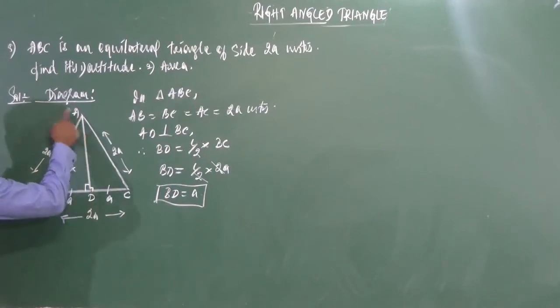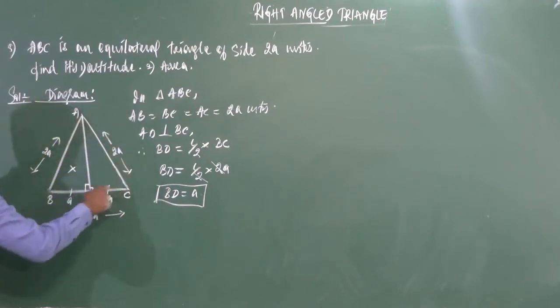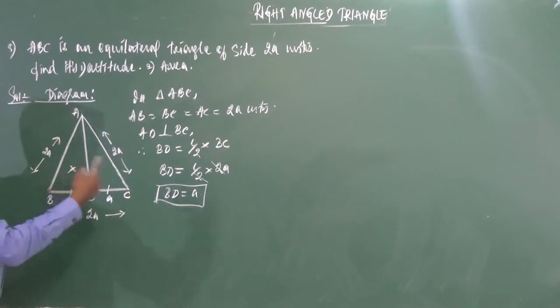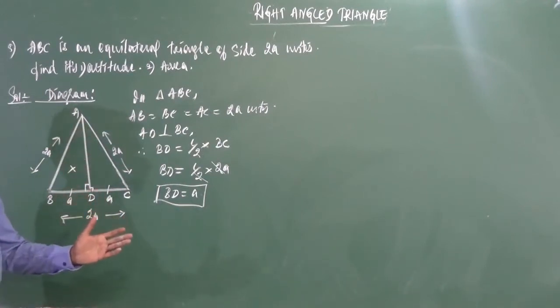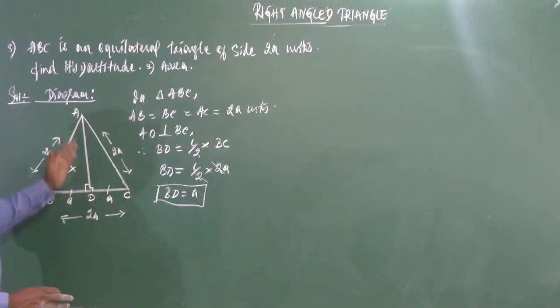Apply Pythagoras theorem, that is AB square is equal to AD square plus BD square. Make AD square as the subject. Take squaring on both sides. You will get the value of AD, which is the altitude of the triangle.